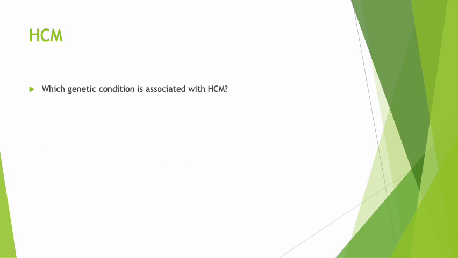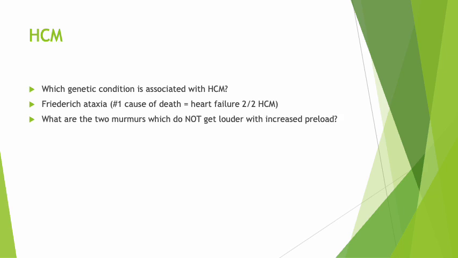And which genetic condition is associated with HOCM? The answer for this one is going to be Friedreich ataxia, and the number one cause of death is actually heart failure secondary to HOCM on UWorld. And which are the two murmurs which do not get louder with increased preload? So this one is going to be HOCM and mitral valve prolapse.